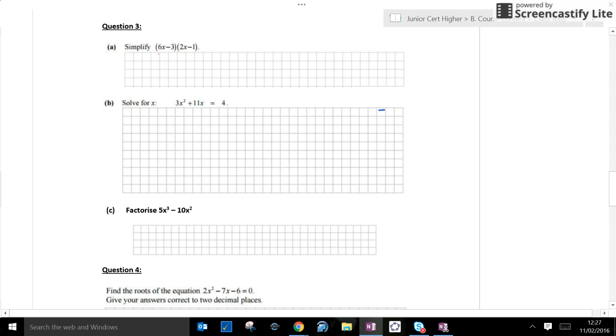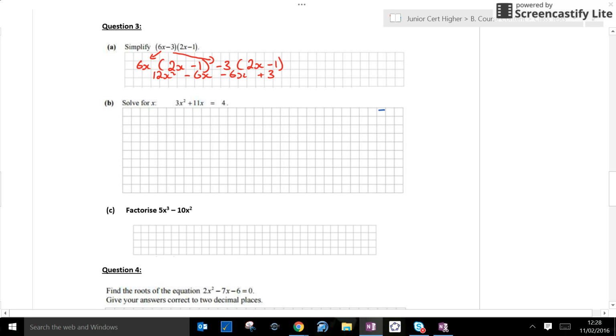To do this, I'm going to take the first term of the first bracket, 6x, and multiply it by the second expression, 2x minus 1. I'm then going to take the second term of the first bracket, including the sign, and again multiply that by the second expression, 2x minus 1. 6x by 2x is 12x squared. 6x by minus 1 is minus 6x. Minus 3 by 2x is minus 6x. And negative 3 by negative 1 is positive 3.